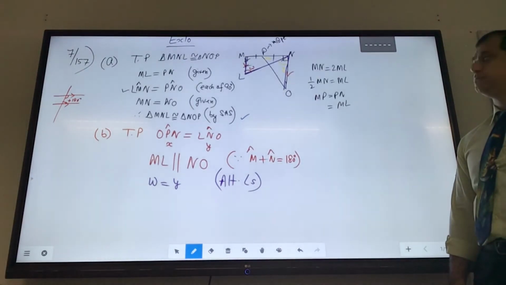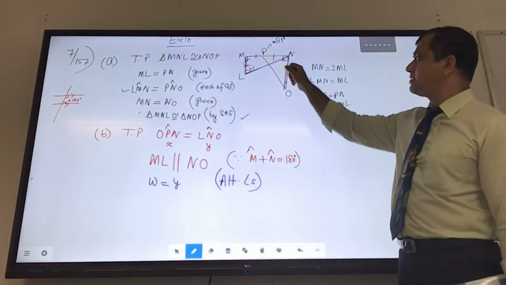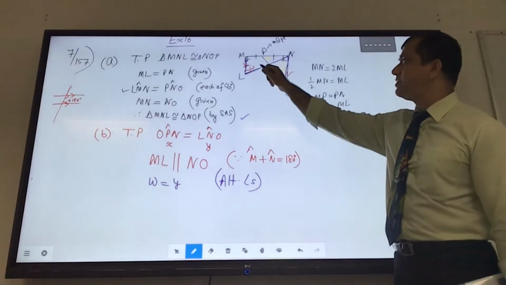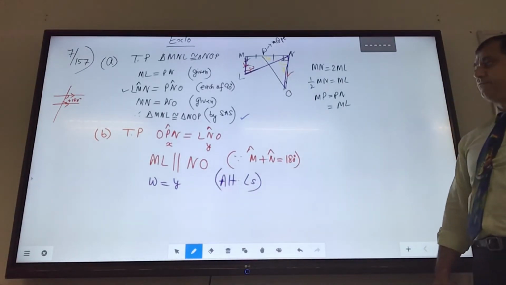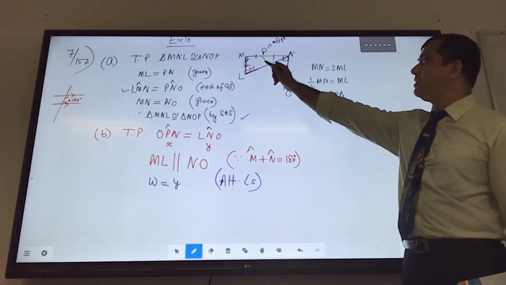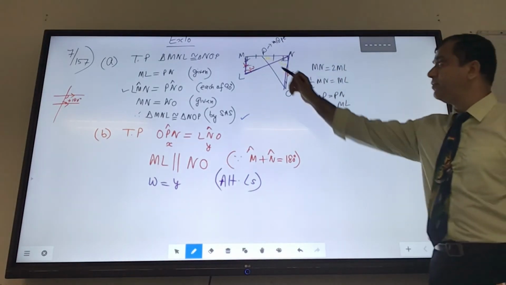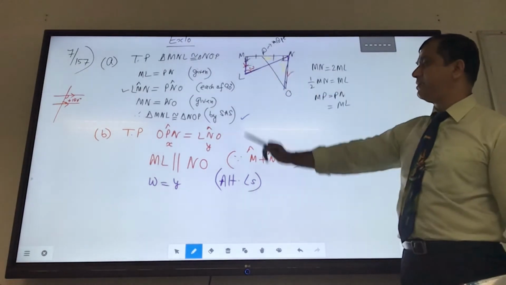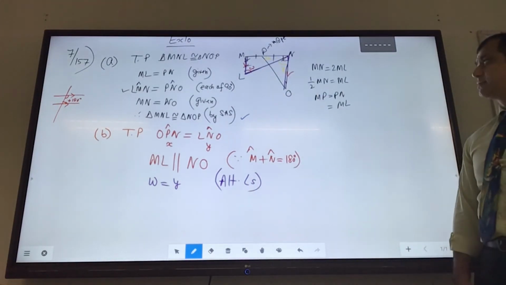Clear or not? So see that we have to prove X equal to Y. I have proved that Y equal to W. If I can prove this W is equal to X, I'm done. So let's prove it. W is equal to X.